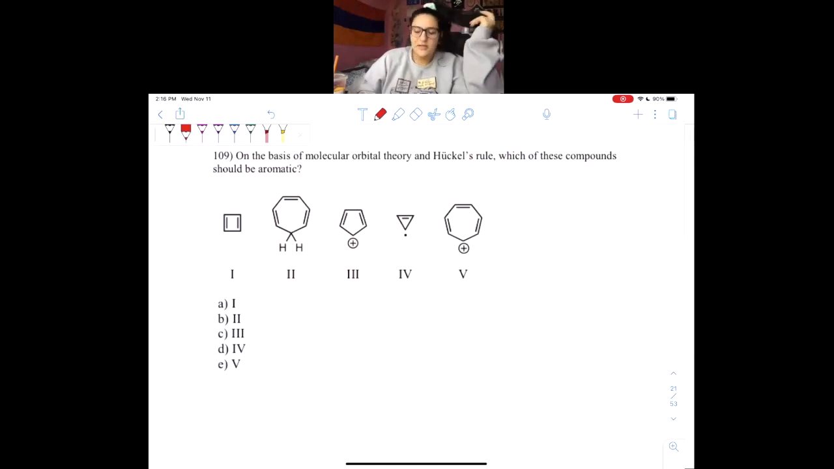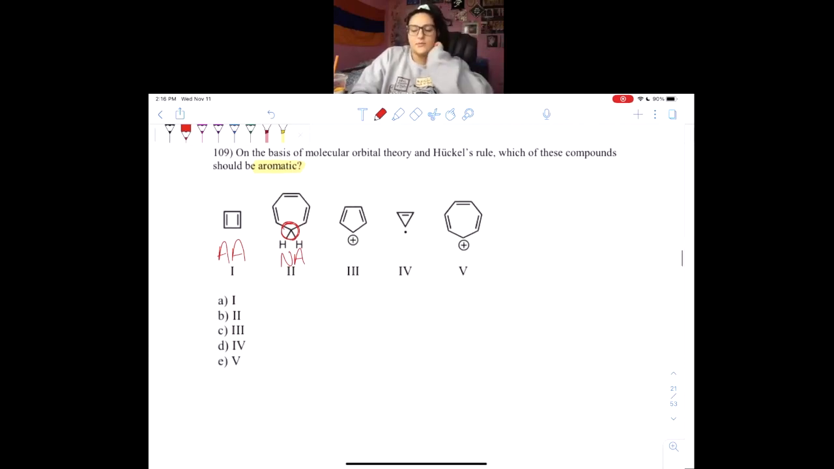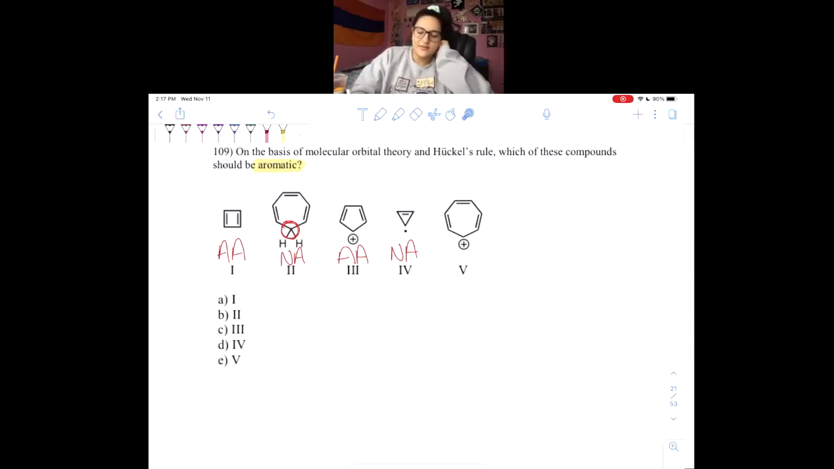For this next one, we are again looking for our aromatic compounds. We already said in the previous one that this will be anti-aromatic. We also said that this example, since it has sp3, will be non-aromatic. And for this carbocation, we see that there are 2, 4 pi electrons, so we know that this will also be anti-aromatic. Here we have an odd number of radicals, so we know it will be non-aromatic. So we're stuck with one last answer choice, but let's double check that that's correct. We have 2, 4, 6 pi electrons, and we are cyclic, planar, and fully conjugated, so that checks out, and E is our correct answer.